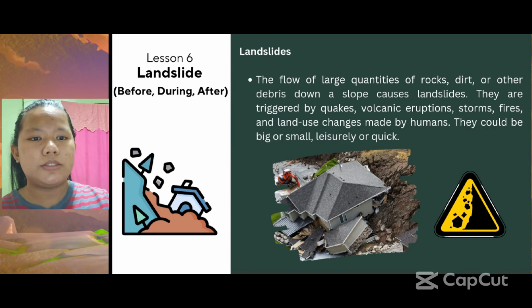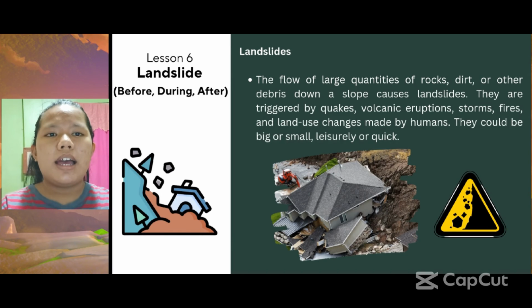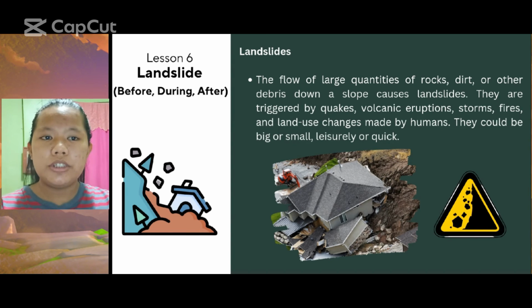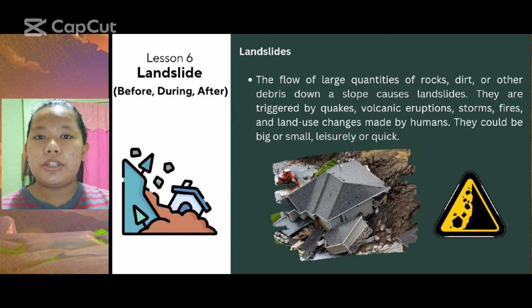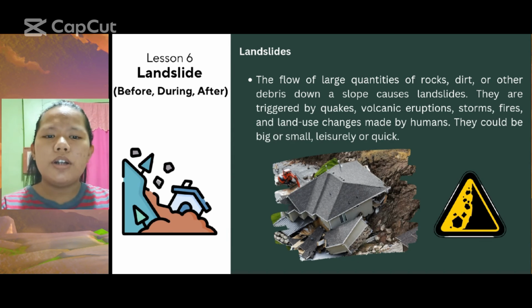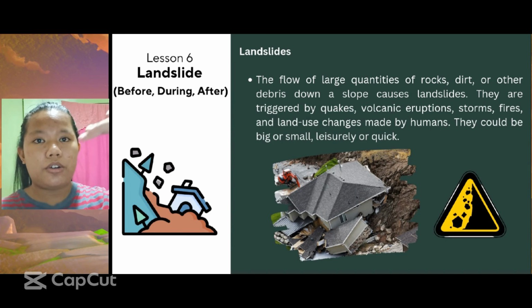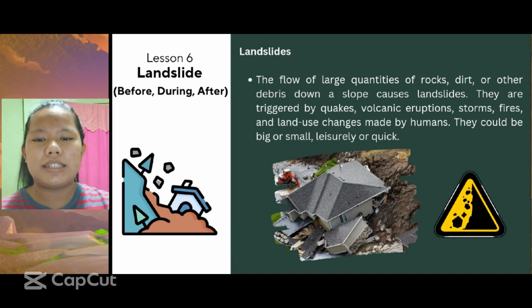As what the slide shows, here is the definition of landslides. The flow of large quantities of rocks, dirt, or other debris down a slope causes a landslide. They are triggered by quakes, volcanic eruptions, storms, fires, and land use changes made by humans. They could be big or small, leisurely or quick. Also, ang mga places na prone sa landslide damages are buildings on hilly areas or on the slopes. It increases the chance nga ma-affect sa mga landslides.